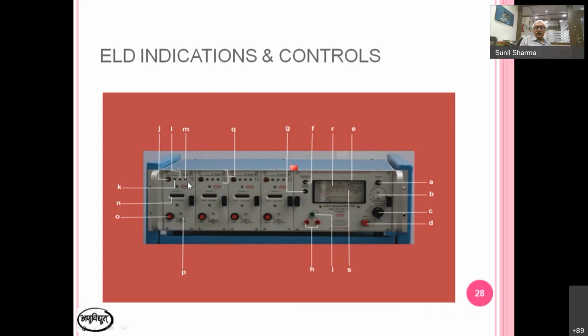Next step, bus bar and halogen reference. If the bus bar is connected, the bus bar LED is on. Next, the reference setting LED, the yellow LED. It should always be in off condition. No yellow LED should appear on any channel.